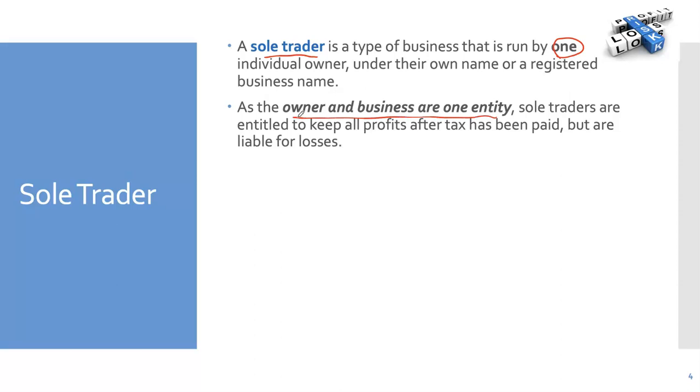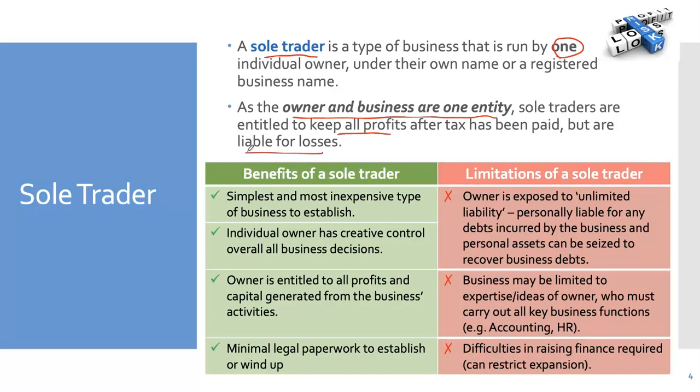You can see I'm going to underline often in these videos the parts of the slides that are bold, because these are the parts that we want to see in your answers. Because they are one entity, the sole trader, the individual business owner, is entitled to keep all of the profits after the taxes are paid, but they are liable for all the losses. So they get to have all the reward, but all of the bad losses as well. You might even be starting to think this is quite a risky type of business, but it can pay off big.